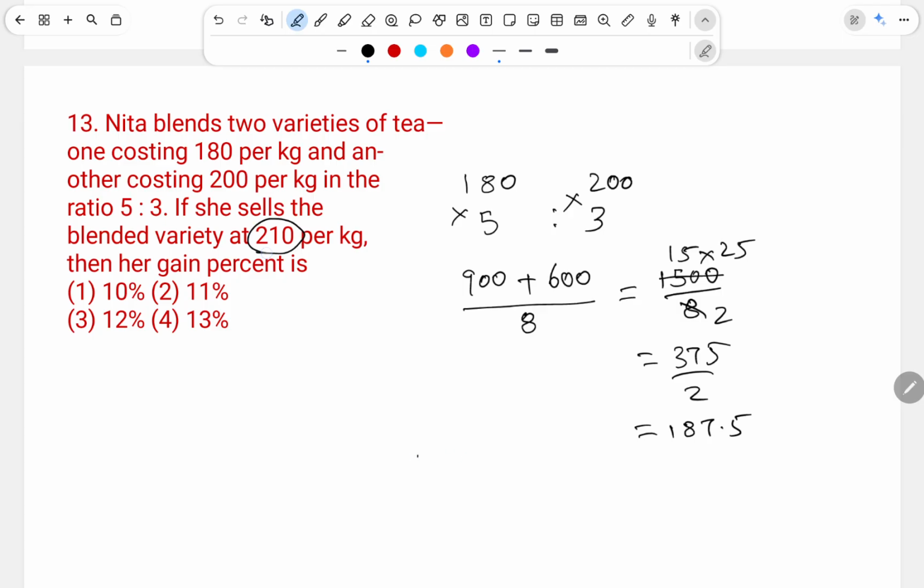But he sold for 210. This is CP, which is SP. What is the gap? 12.5 plus 10, 22.5. On 187.5 into 100.